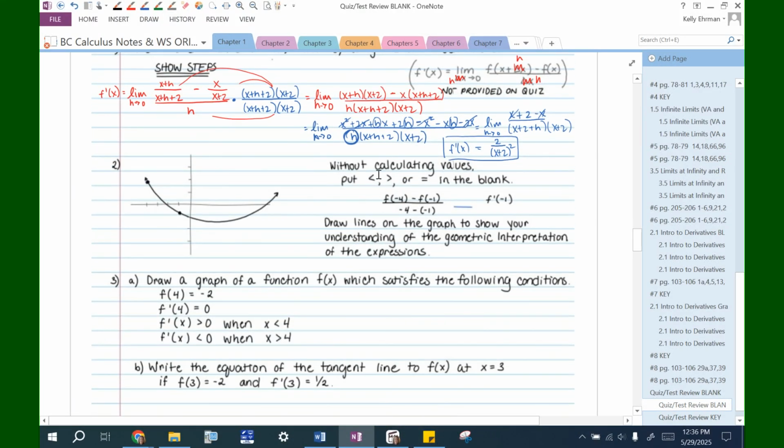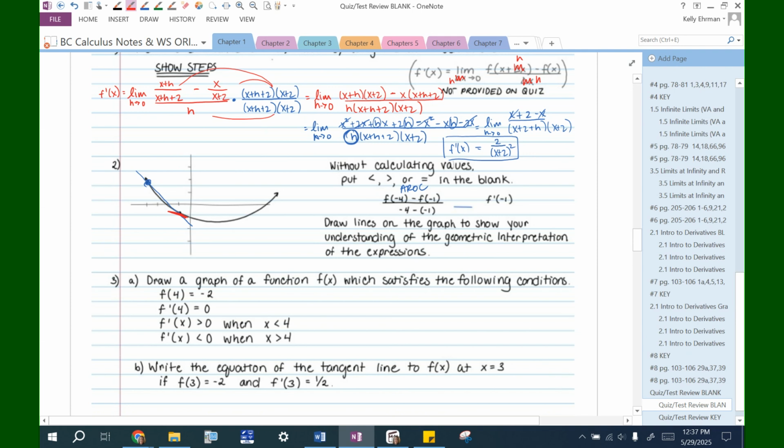Without calculating values, put less than, greater than, or equal to in the blank. So this is the formula for an average rate of change, which is also known as the secant slope between those 2 points. So here's -4, here's -1. Take a look at this slope. So that slope is what we're looking at for the AROC versus f prime at -1. So f prime is the tangent slope at -1.